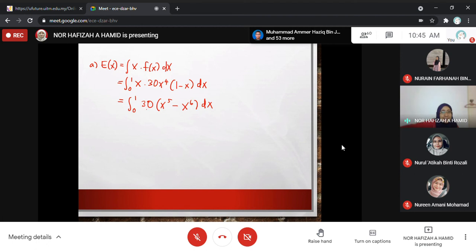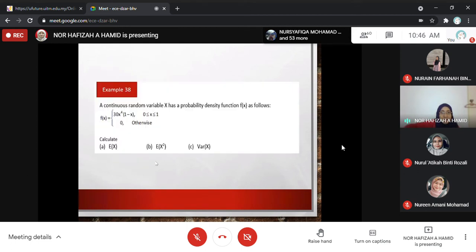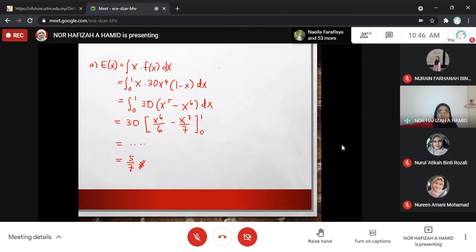Now to integrate, the 30 you can take out, since it is a constant. So 30, then you integrate x power 5 is x to the 6 over 6 minus x to the 7 over 7. And you substitute limit 0 until 1. So you substitute the upper and lower limit and you get the answer equal to 5 over 7. So this is for E(X), the formula for E(X) or mean. For B, B wants E(X squared). So the technique is also the same.